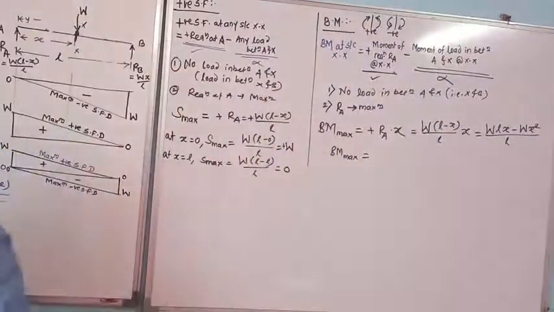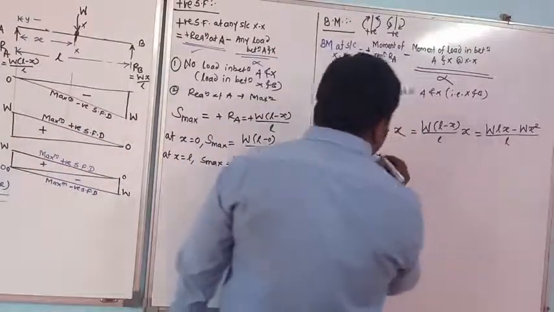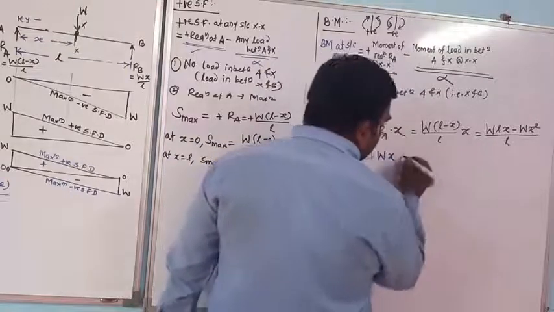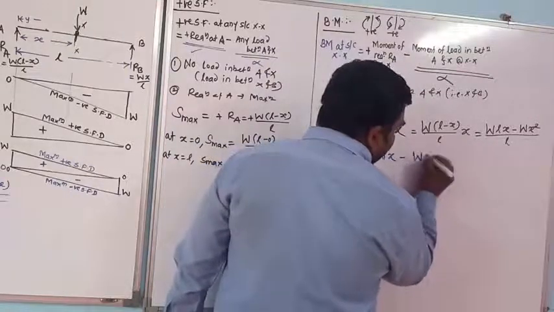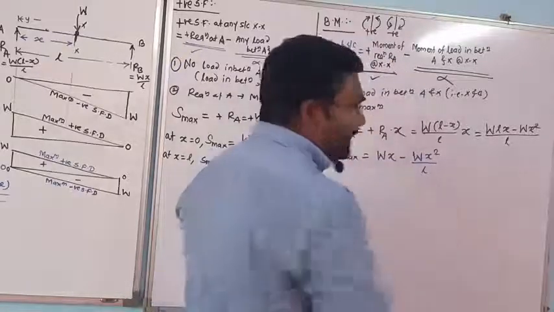Again I will simplify. By simplifying this, what I get is WX only, as this L gets cancelled, minus WX square divided by L. Like this term I will get.